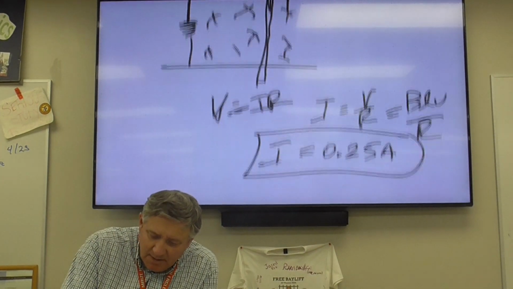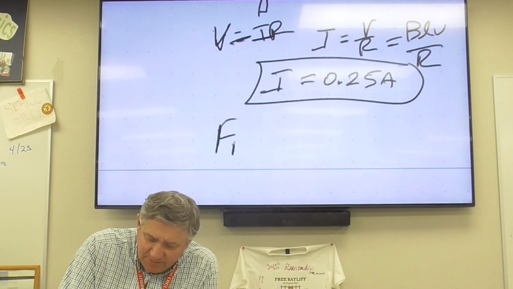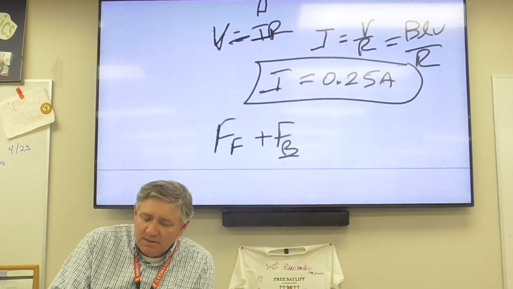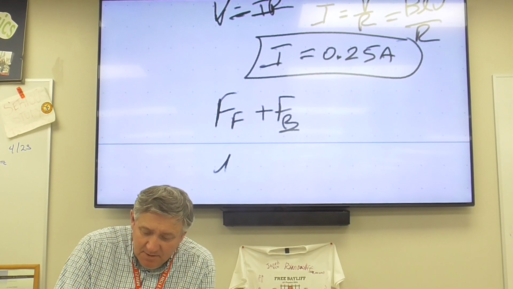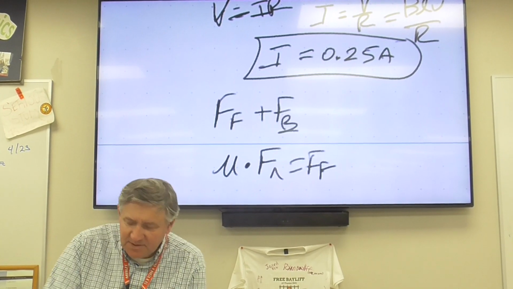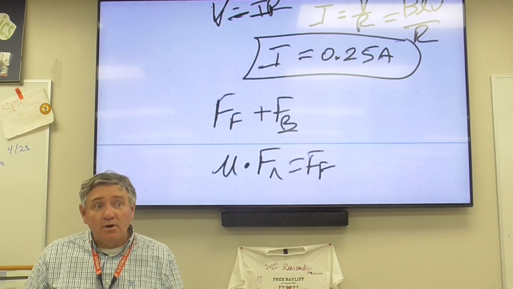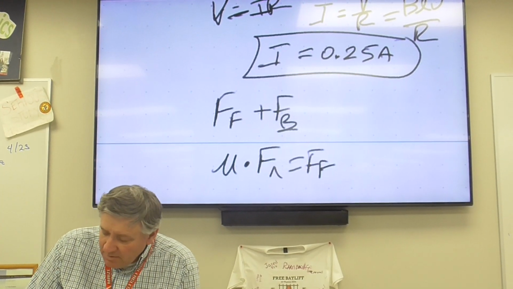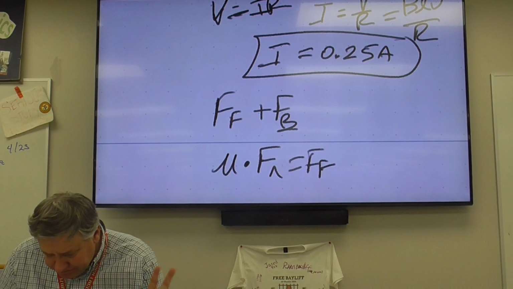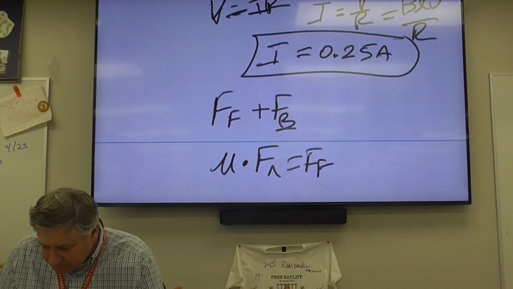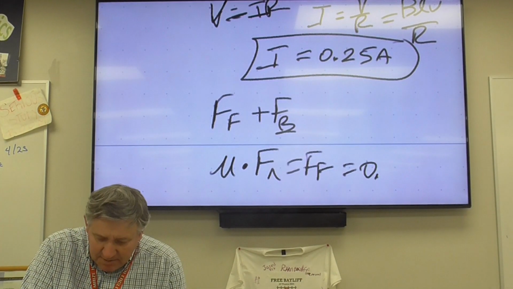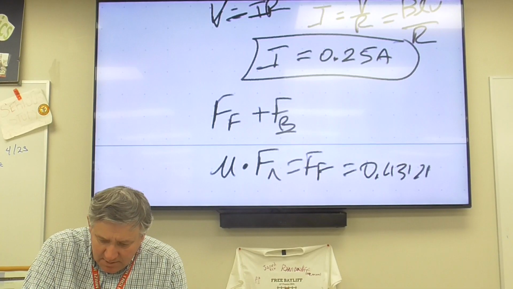Now, on B, calculate the magnitude of the force required to pull the string at a constant speed. That's going to be the sum of two things: your force of friction and the force from the magnetic field. So remember, mu times force normal equals your force of friction. You've got to go old school with that one. It has a mass of 0.22 kilograms, times 0.2. So your force of friction works out to be 0.4312 newtons.